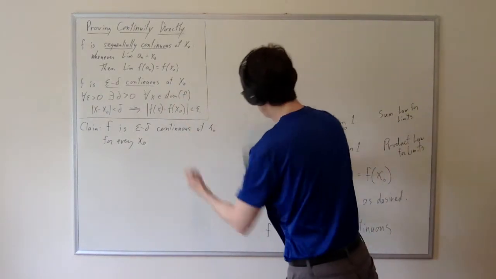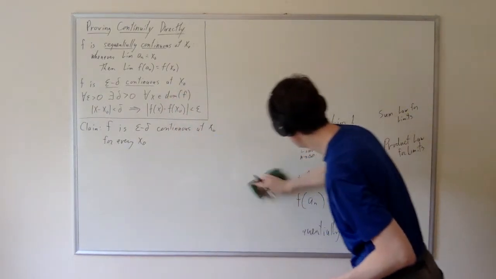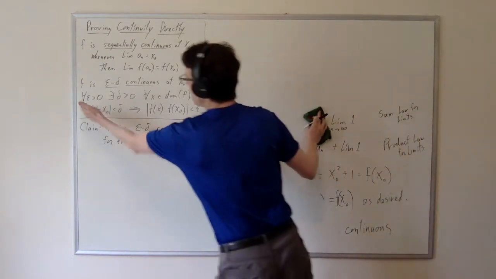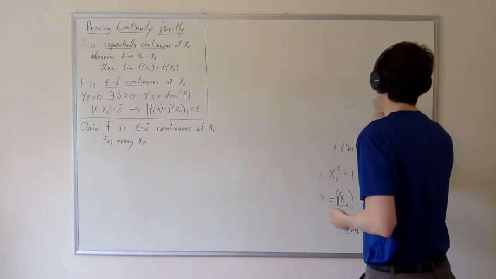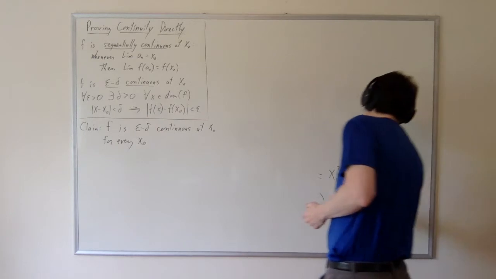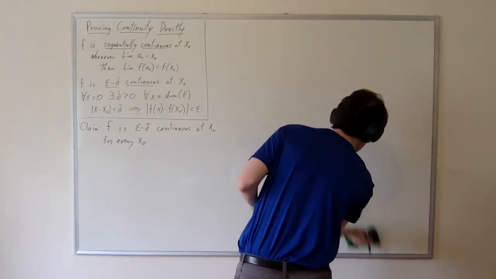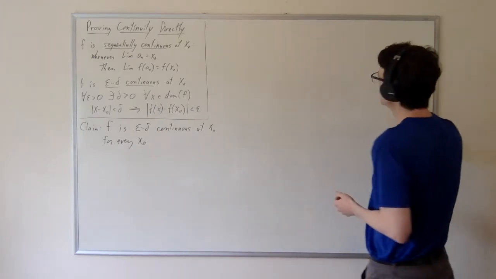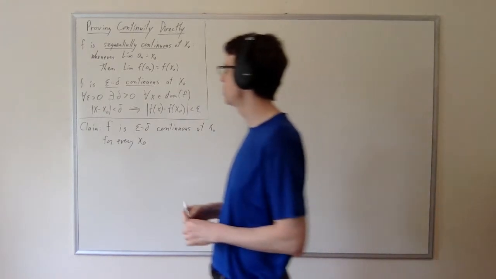The epsilon delta continuity is this statement here. It begins for every epsilon, there exists a delta. And so that should remind you of sequential continuity. For every epsilon, there exists a cap n. And we're going to take exactly the same attitude towards this proof.